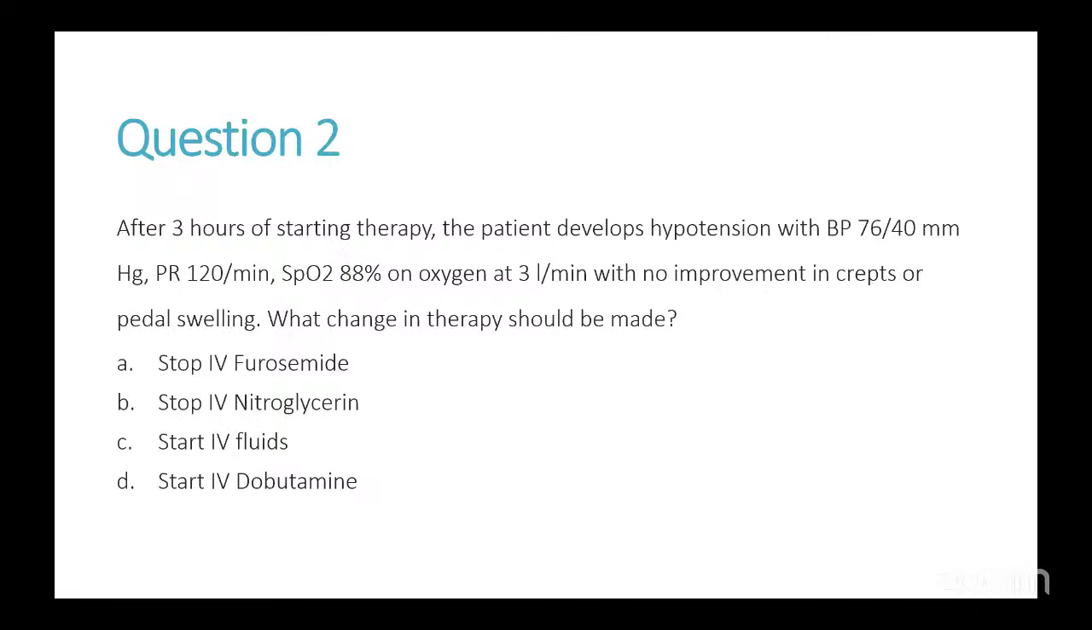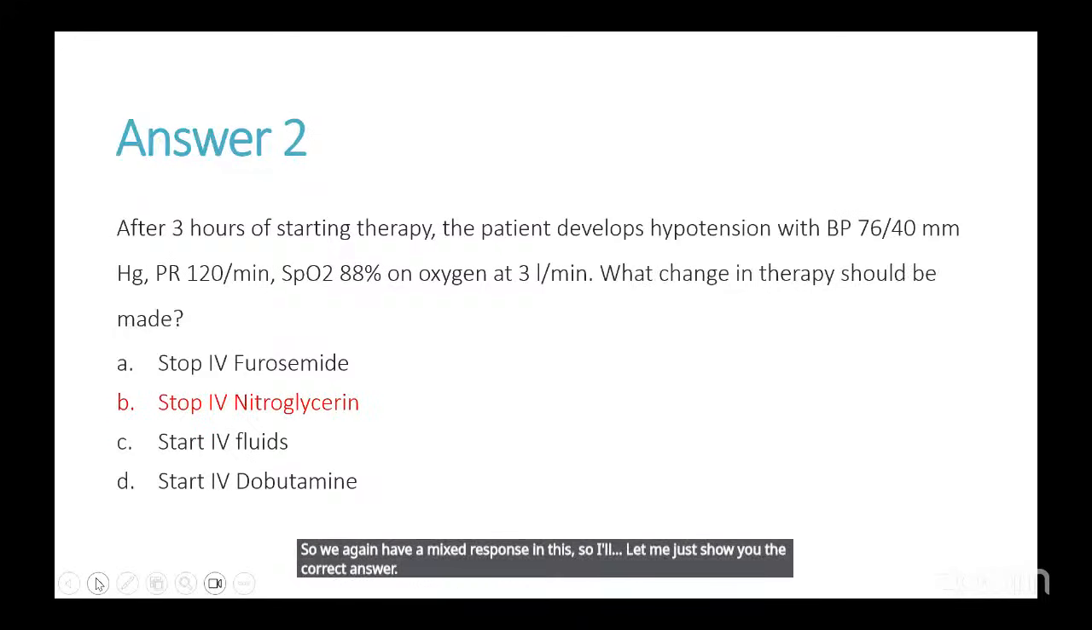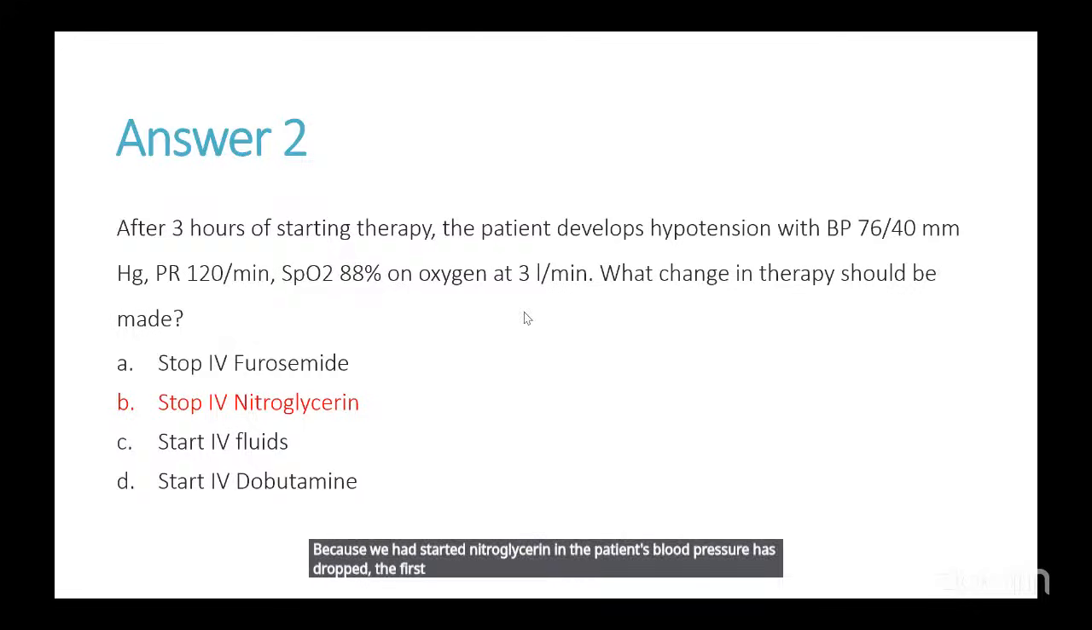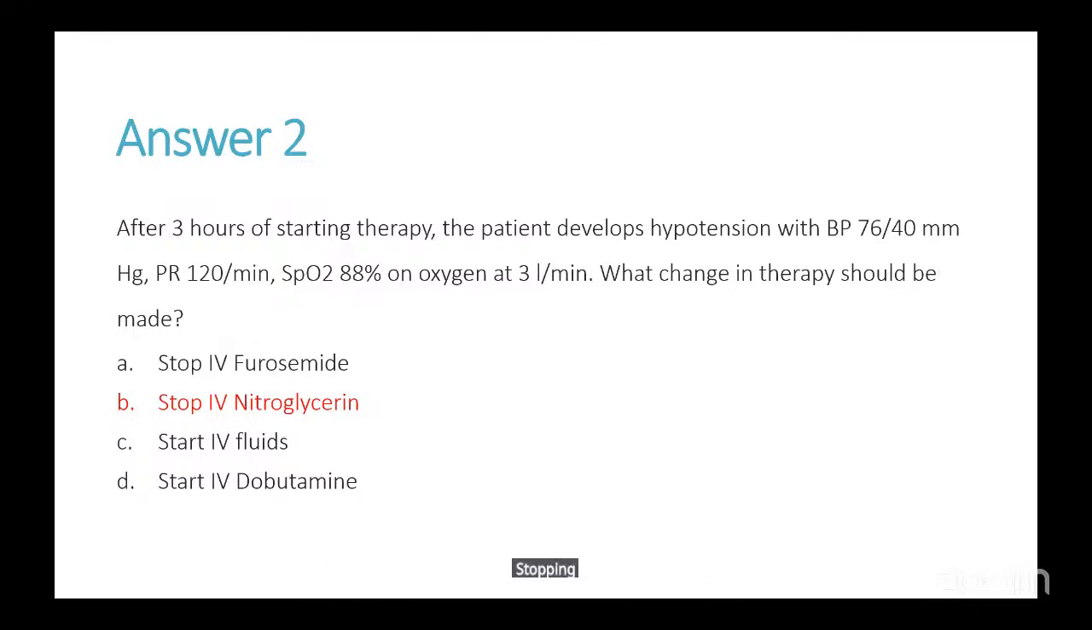So we again have a mixed response in this. Let me just show you the correct answer. The correct answer is, the first step would be to stop nitroglycerin, because we had started nitroglycerin and the patient's blood pressure has dropped. The first thing that I want you to think of is stopping the nitroglycerin, and then we will start the vasopressors eventually. Another important thing to remember is that the patient's congestion has not improved.